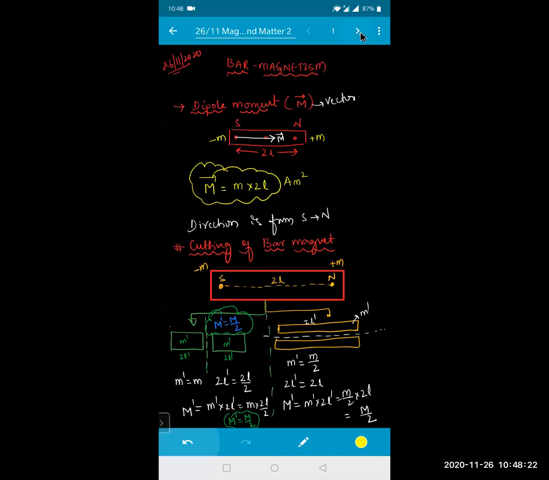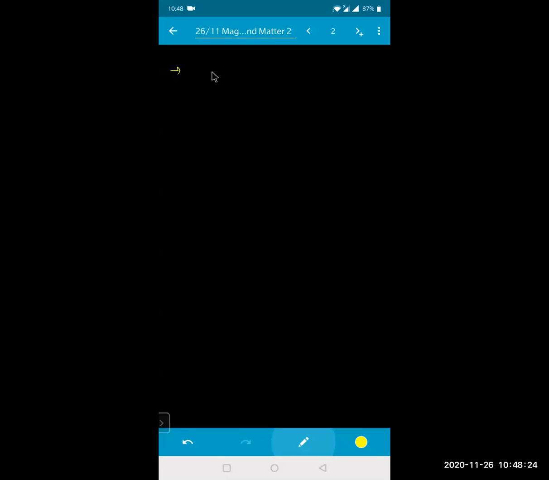Now if a bar magnet is cut into 4 pieces like this: this one is 1, this one is 2, this one is 3, and this one is 4. So pole strength will become how much? M by 2. New magnetic length will become how much? 2L dash is equal to 2L by 2. Right? So what will the new magnetic moment become?